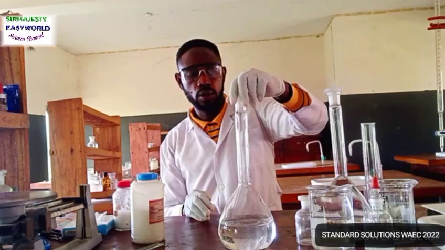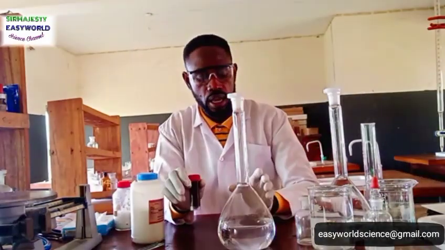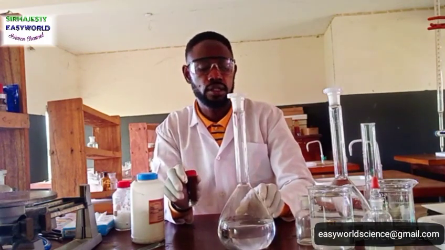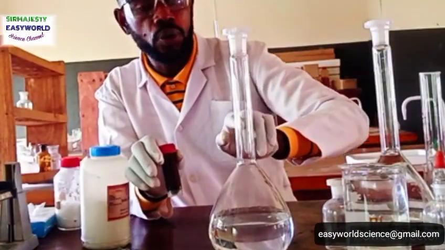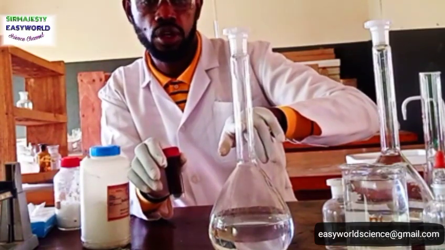So what you need to do now is to bring this iodine crystal and add it into this solution. When you add it, you now make it up to this mark, and this is the mark 1000. You have gotten your solution A.